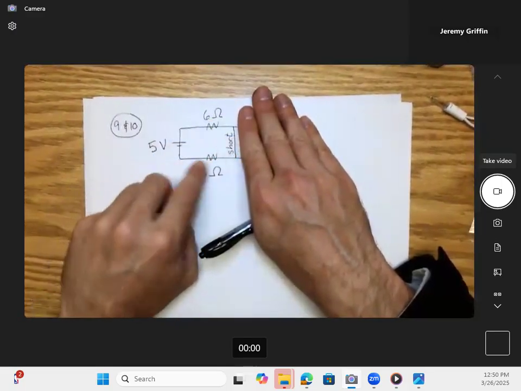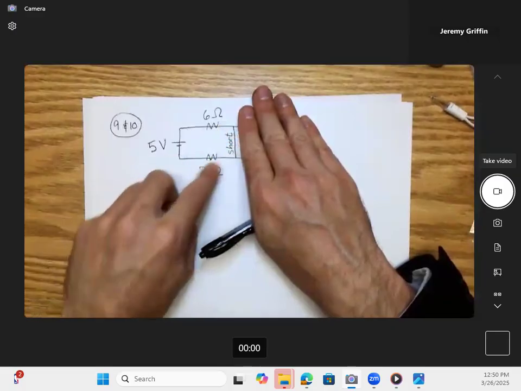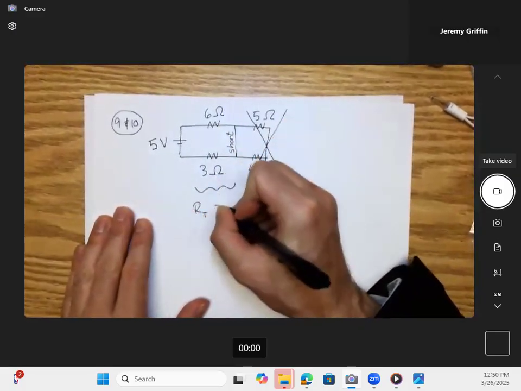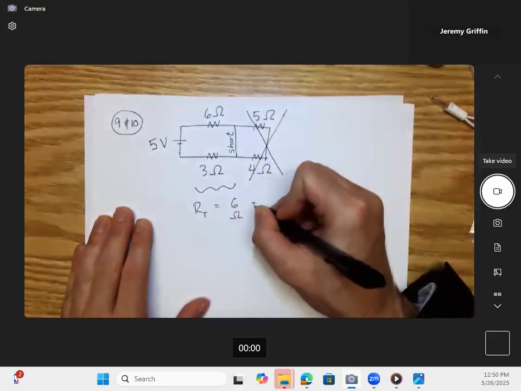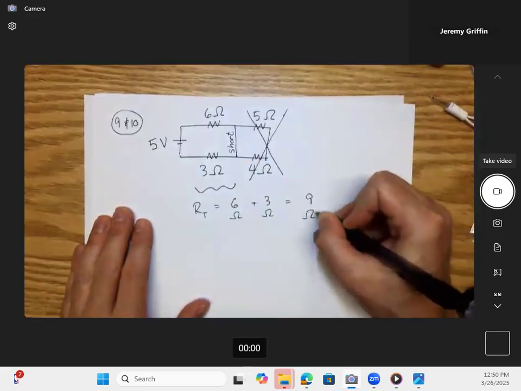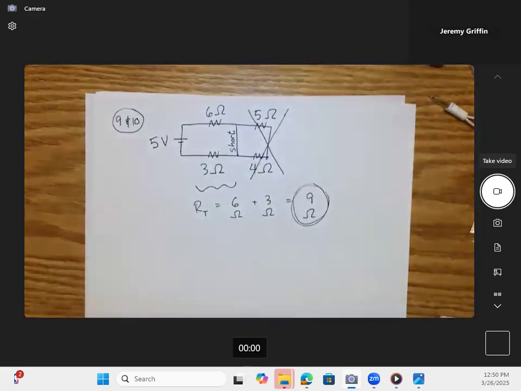Series. Yeah, it's just two in series, right? Sequential, one after another. So can I just add those together? Resistance total is, now for me, 6 ohms plus 3 ohms gives me 9 ohms. 9 ohms, right? It's like one giant 9 ohm resistor. Okay. Yep, that's an answer on my page. That's it.